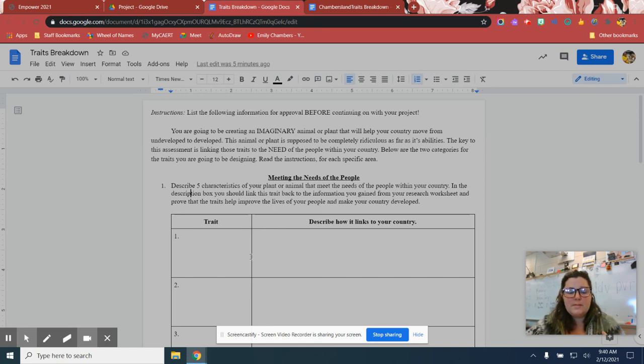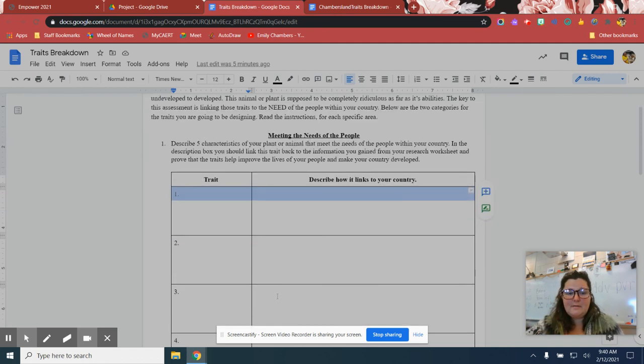Once you submit it, I'll go through and highlight these in red or green. Green means they're good. Red means maybe your description's not good enough, or maybe your trait doesn't meet the needs of your people, but I'll always leave comments for you to edit. So hopefully this helps.